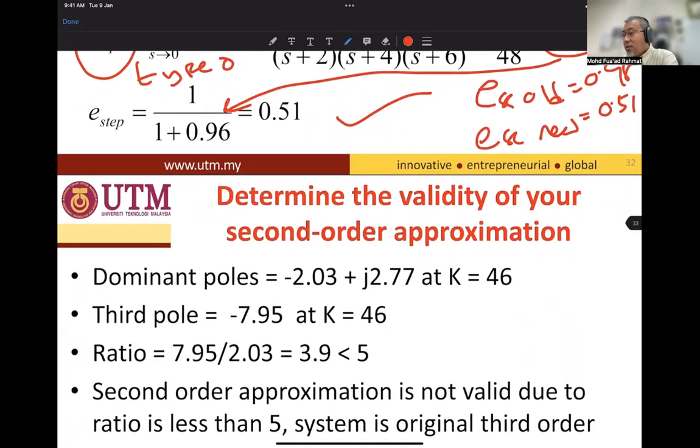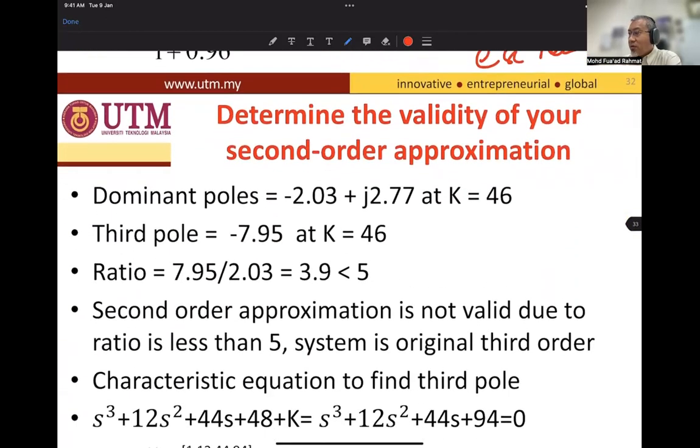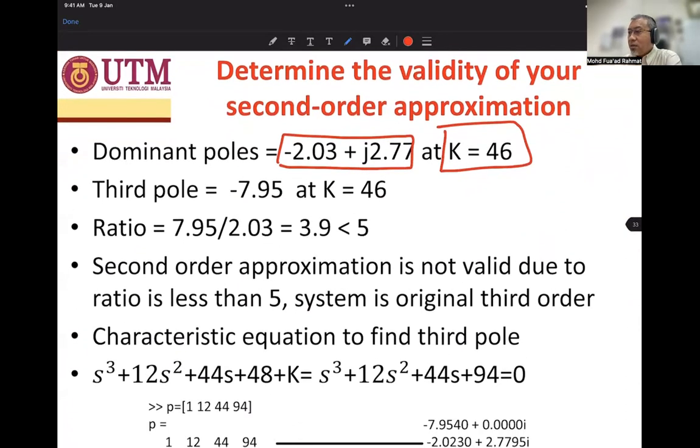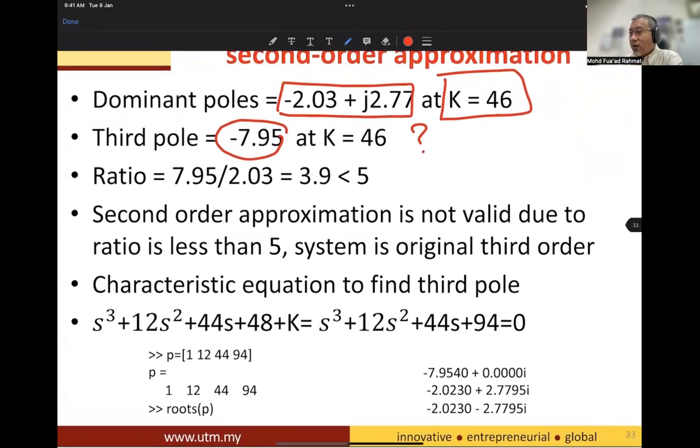Okay, so determine the validity of the second order approximation. At here, the dominant pole is here, and the gain is 46. So the third pole is minus 7.95. How do I get this? The way to get it is you find the characteristic equation. This is the characteristic equation: s cubed plus 12s squared plus 40s plus 48 plus K. But K is 46, so 48 plus 46 is 94.